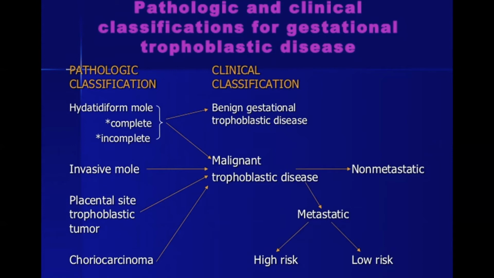and is currently diagnosed at an early age because of ultrasound examination and close monitoring of early pregnancy. It occurs at extremes of reproductive age. And malignant trophoblastic disease we divide into non-metastatic and metastatic forms. The metastatic form can also be high risk or low risk.